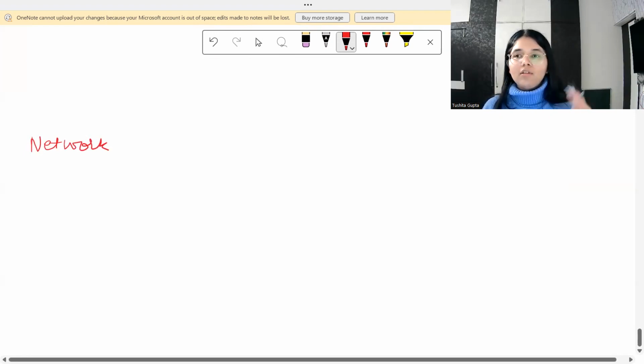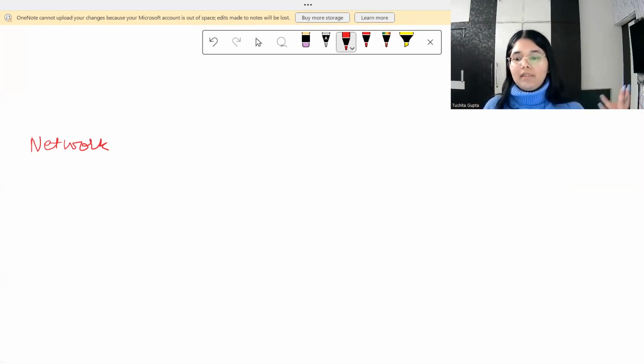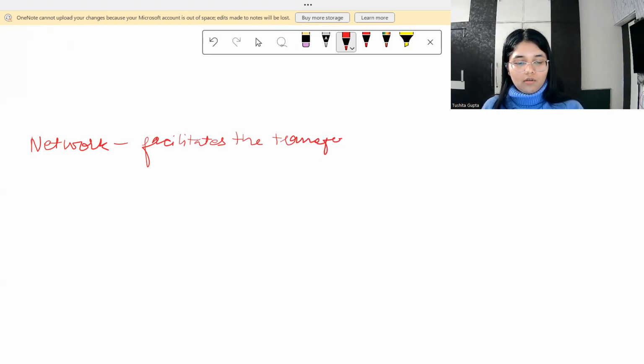So basically these are all the terminologies that we are getting familiar with. So a network is something which facilitates the transfer of information. So if I talk about it, the internet is also a network which helps me transfer the information. I'm able to transfer the videos to YouTube with the help of a network. So a network is something which is facilitating the transfer of information.